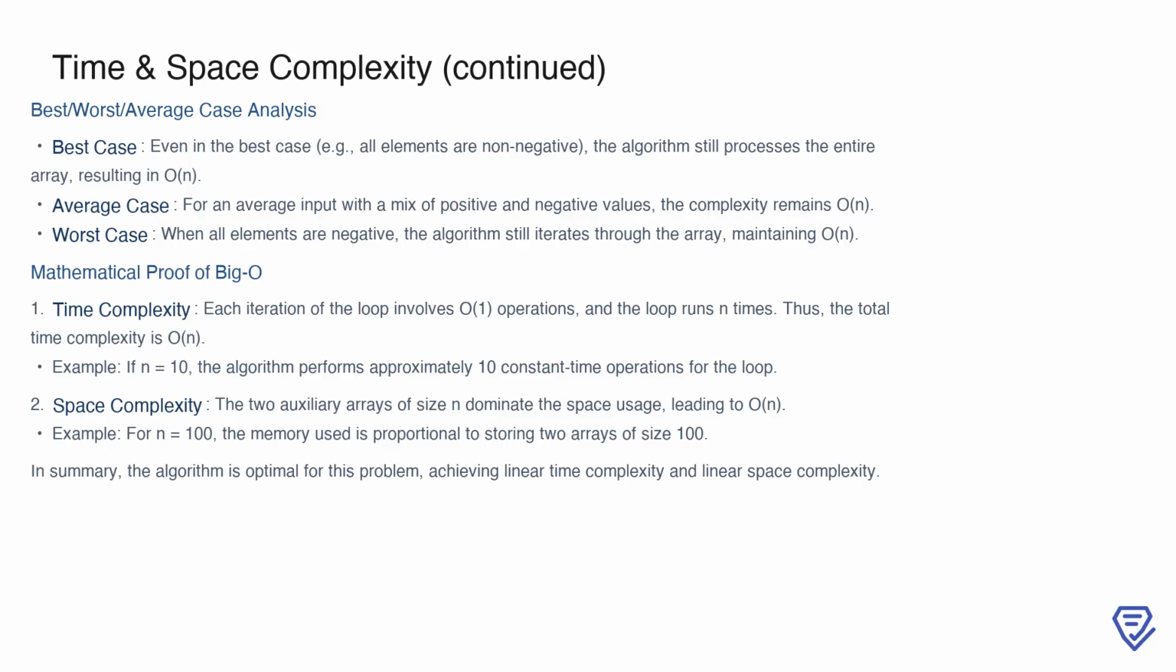Similarly, the space complexity is determined by the two auxiliary arrays of size n, leading to n space usage. For example, if the input size is 100, the memory usage grows linearly, storing two arrays of size 100. This linear time and space complexity demonstrates that the algorithm is well suited for this problem and achieves optimal performance.